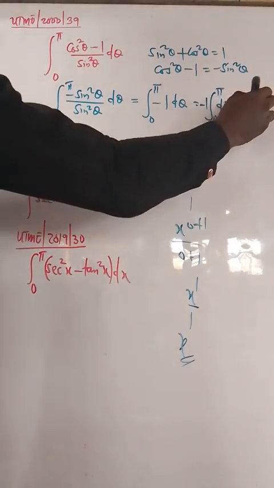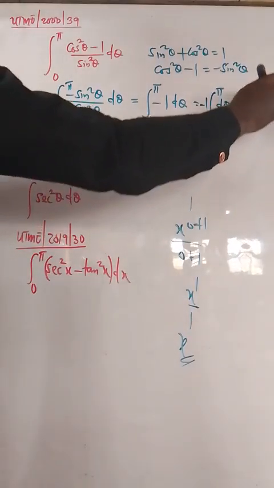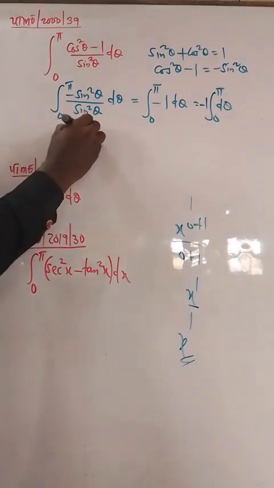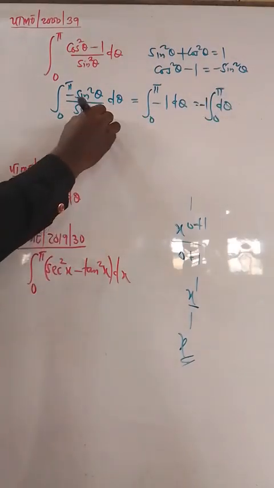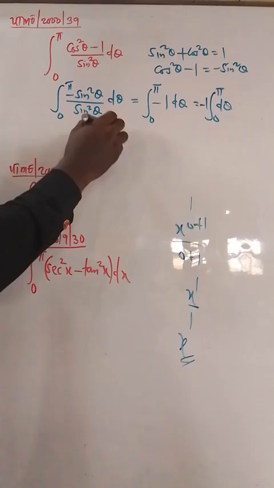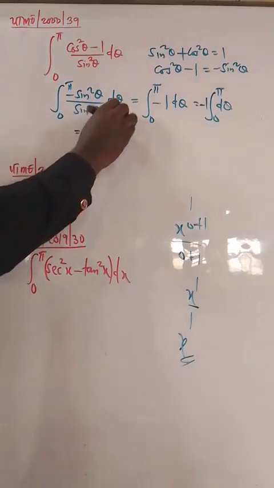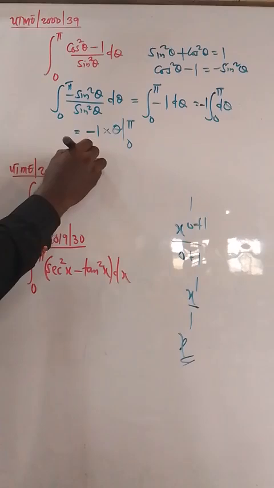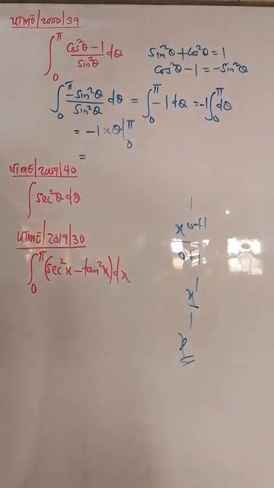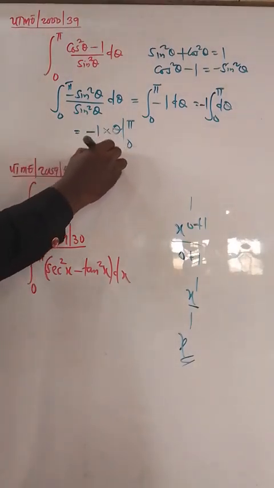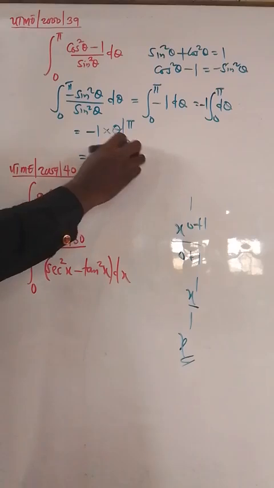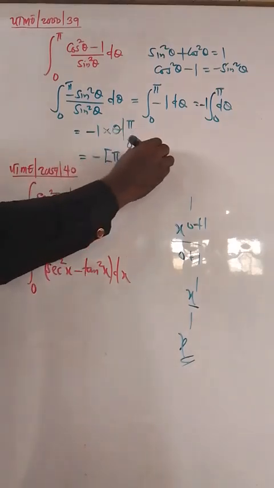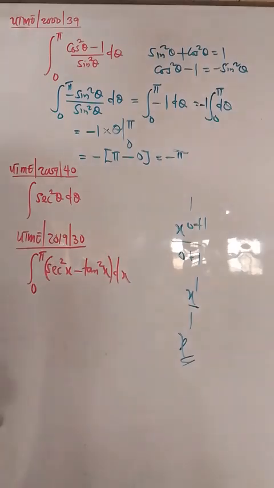So the answer here is theta from 0 to pi. Oh, there's a minus outside, so the answer becomes minus the integral of d theta from 0 to pi, which is just minus theta. If you put the upper limit, that's minus, upper limit is pi, minus lower limit is 0. Pi minus 0 is still pi. Then the answer is minus pi.